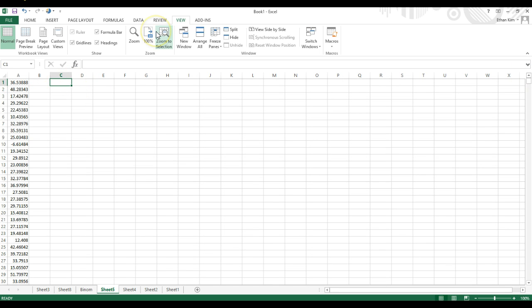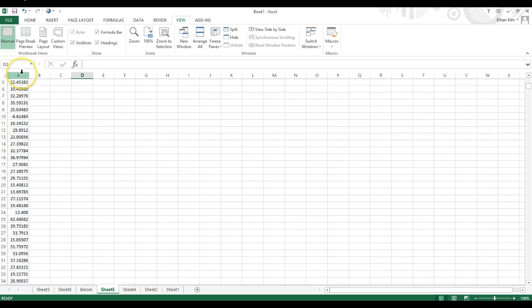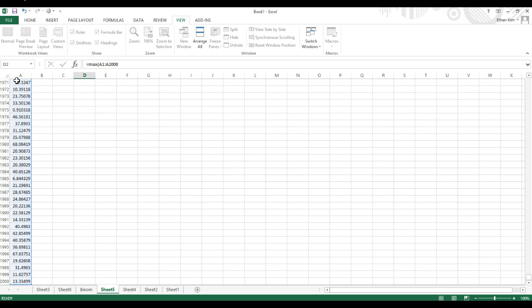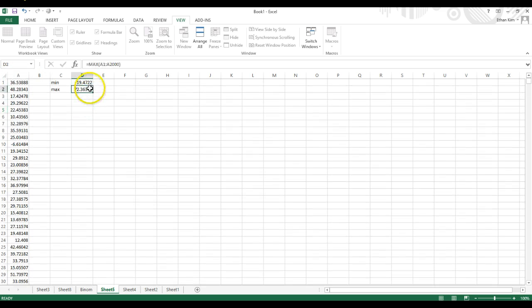But before we do that, let's just look at the minimum and the maximum values so we see what the range is. So the minimum of this is negative 19, and the max is 72. Alright, so you have to create a bin range. Remember that part from histogram? So let's create a bin range.